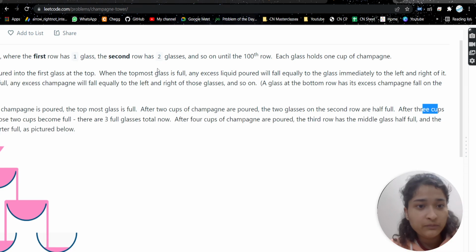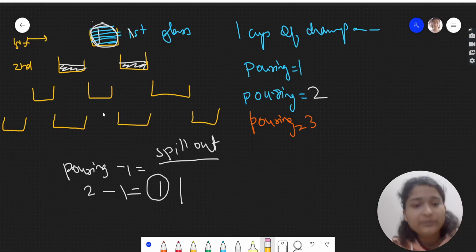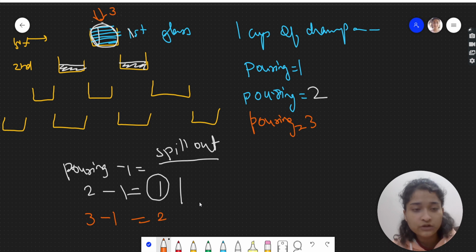When you read the problem, side by side, you can also make this kind of diagram and think of an approach. So see, now we are pouring 3 cups of champagne. 1 cup will be stored here because this glass can only store 1 cup of champagne. So if we are pouring 3 and only 1 can be stored in this glass, how much will be spilled out? Two glasses of champagne will spill out, right, from this.